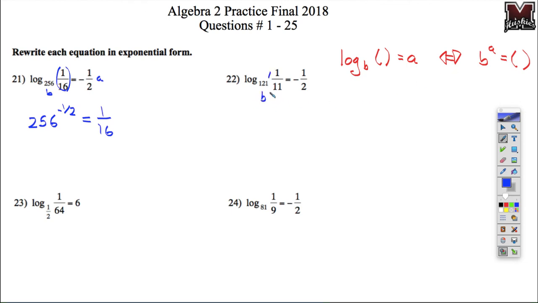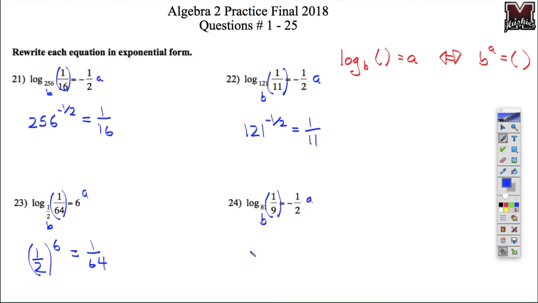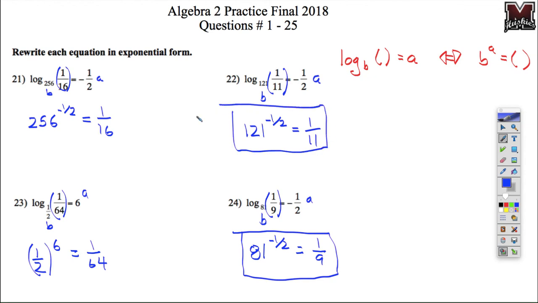Again, b, that's our parentheses, that's our a. So it's going to be the base, 121, to the power of whatever this is, to the negative 1/2. And that should be equal to the parentheses, 1 over 11. Next, we have our b, our parentheses, our a. So this is going to be 1/2 to the power of 6. I'm doing parentheses to let you know that all of this is to the power of 6, not just the 1. And that is going to be equal to whatever was in parentheses there, which is 1 over 64. Done. Next one. This is our b, this is our parentheses, this is our a. So it's going to be 81 to the power of negative 1/2 is equal to 1/9. Done. I should be boxing each of these because these are our final answers. So please do box all of them.